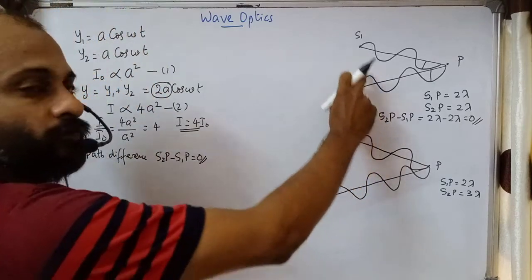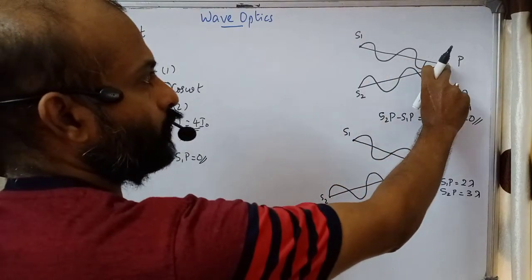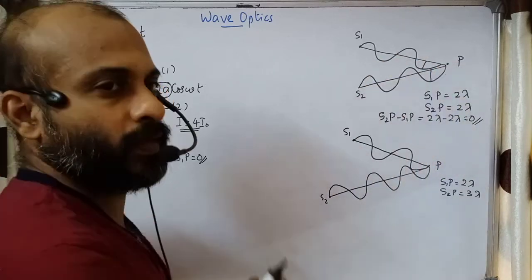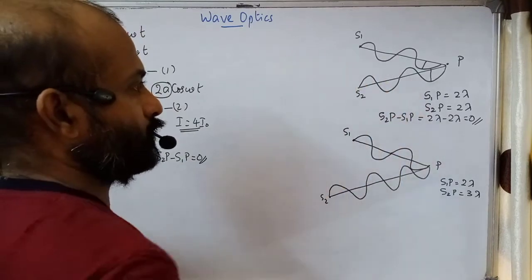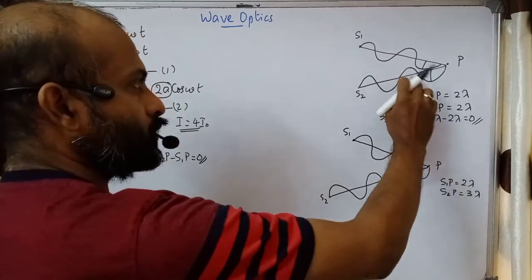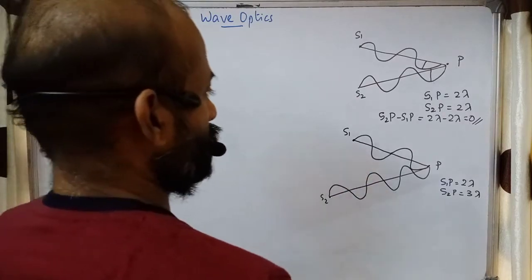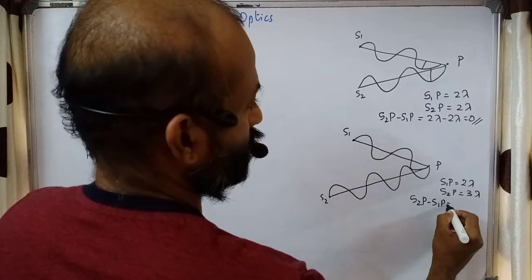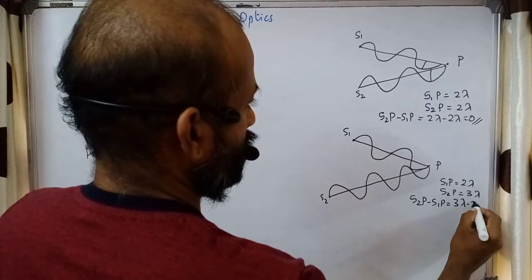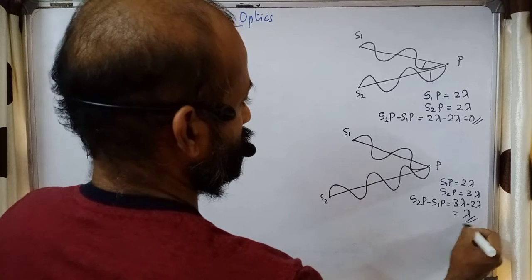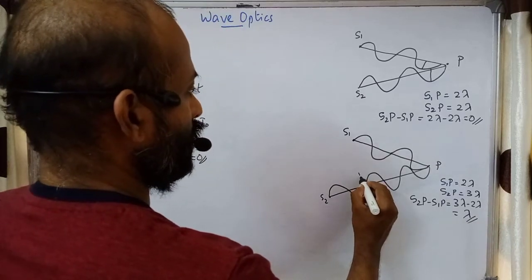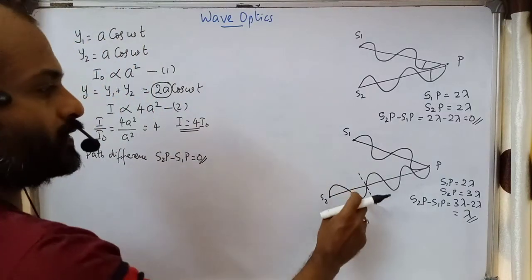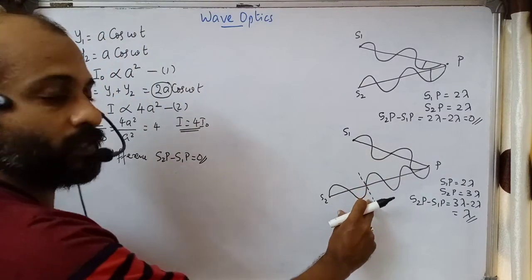Now here what is the difference in phase? Here we have a phase value 4 pi. This is 2 pi, this is 4 pi. Here also 2 pi, 4 pi. There is no phase difference. Both are in the same phase. When path difference is 0, phase difference also will be 0. Here what is the path difference? S2P minus S1P, 3 lambda minus 2 lambda. We have got a path difference of lambda. This wave is traveling an excess distance of one cycle.